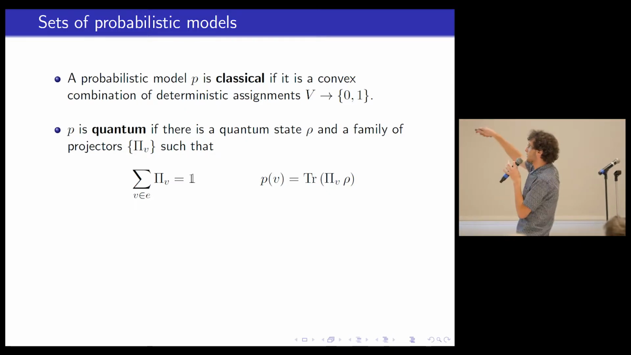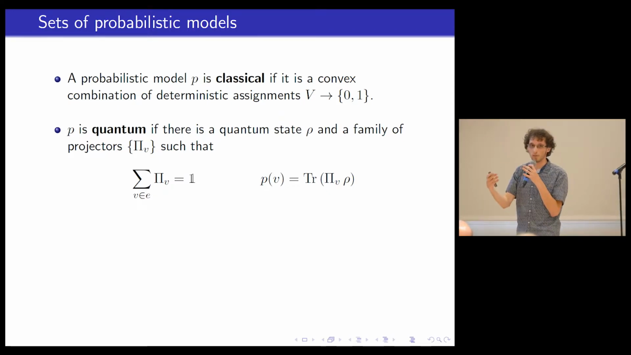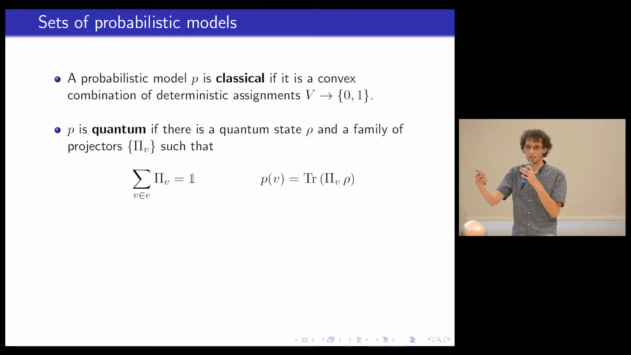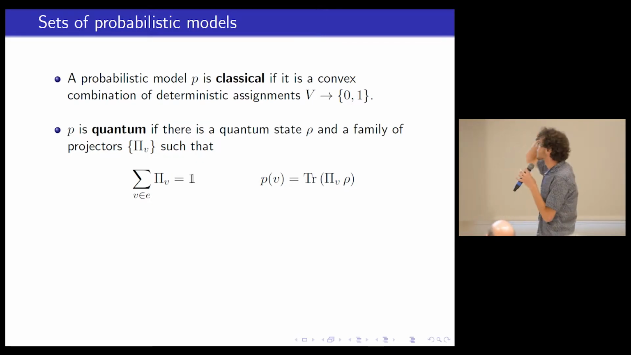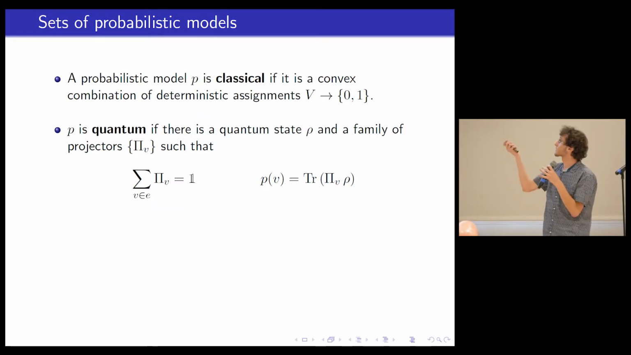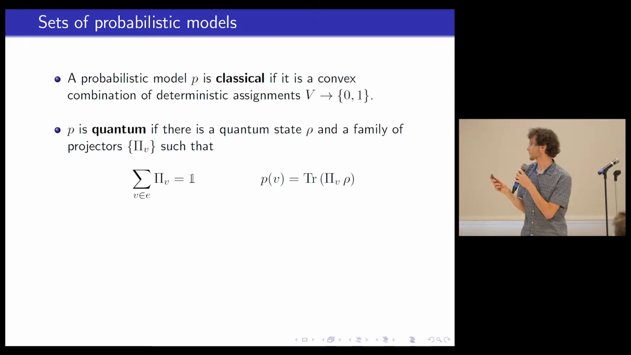So a probabilistic model would be quantum if there is some quantum state, density matrix rho, and some family of projectors, so there's pi v, one for each of the vertices, such that the projectors are normalized along each of the hyperedges. So they give us valid projective measurements for each of the hyperedges. And furthermore, the Born rule just gives us the probabilities. So this would be the quantum models.